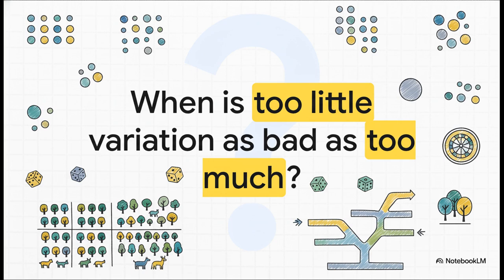And I'll leave you with one final question to chew on. We've talked a lot about the dangers of having too much variation, but when might having too little variation be just as big of a problem? In what kinds of systems is a bit of randomness not just good, but actually necessary to be healthy? Think about it.